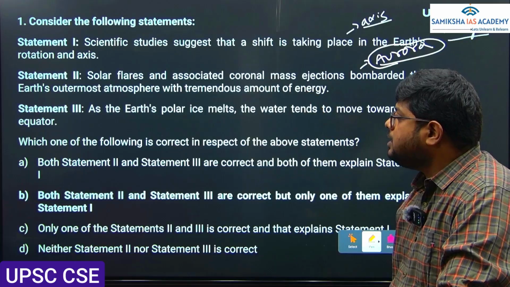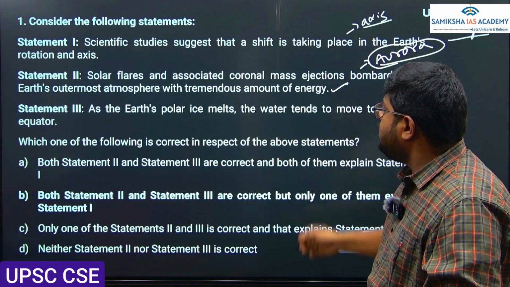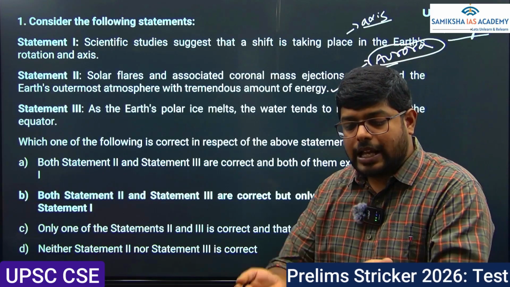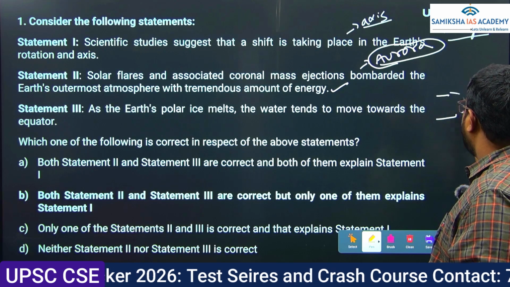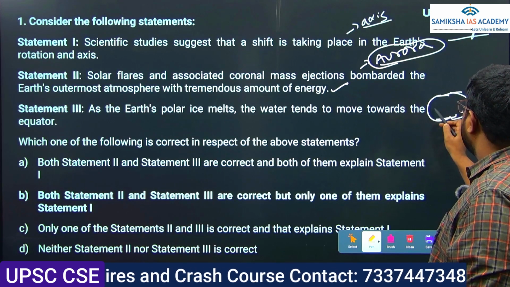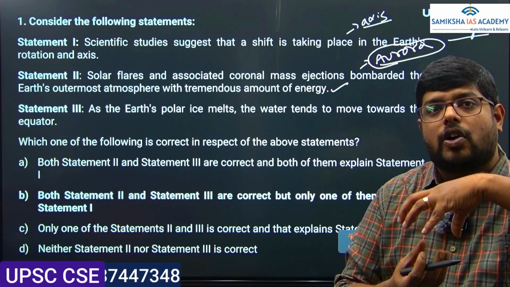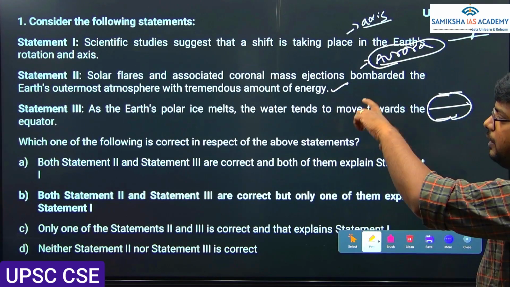And the third statement is, as the Earth's polar ice melts, the water tends to move towards the equator, because the equator is bulgy. This statement is also correct. What is the shape of the Earth? The shape of the Earth is a geoid, right? So the equator is bulgy, the pole is short. Obviously there will be more water at the equator, less water at the poles. That is easy to understand. Now all three statements are correct.